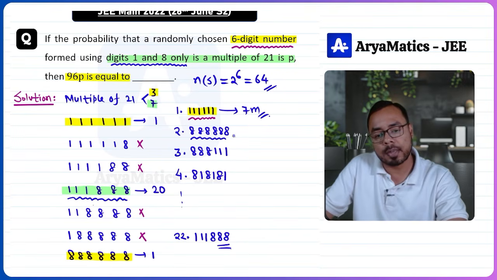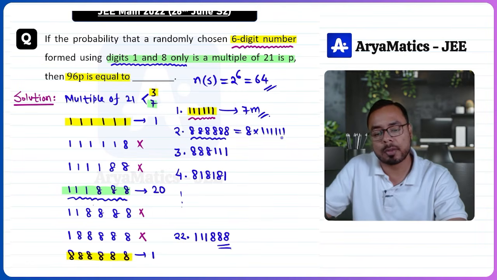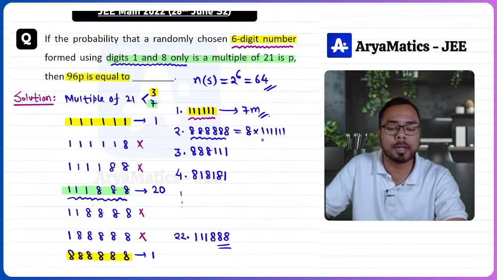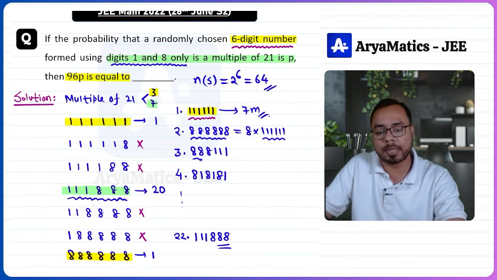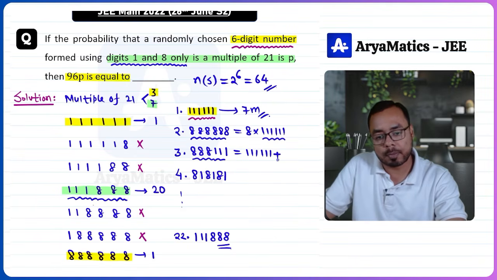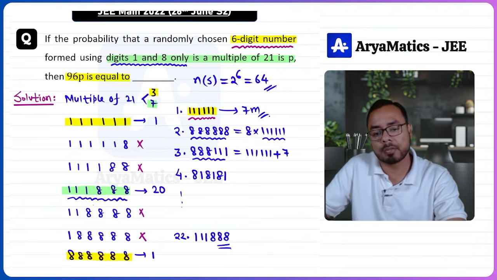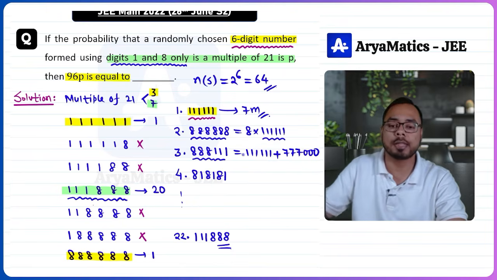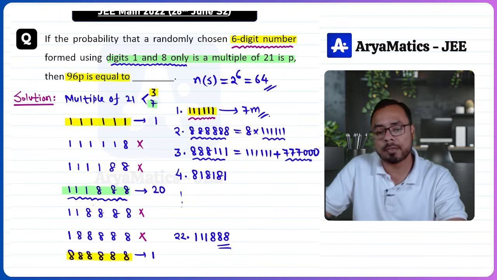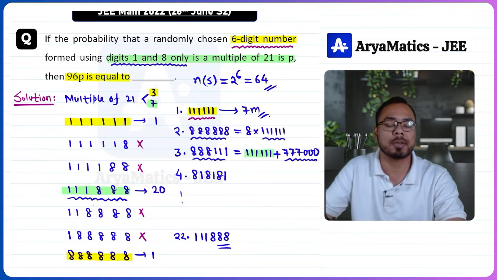See here, this number, clearly you can write this as 8 into 1, 1, 1, another triple 1. We have already established that this was a multiple of 7. So therefore, this number is also a multiple of 7. This next number you can write as triple 1, another triple 1, plus, since the first three digits were 8, we can write 777 and then triple zeros. Now clearly you can see that this number is a multiple of 7, and triple 1 is a multiple of 7. This we have checked earlier. So this third number is also a multiple of 7.